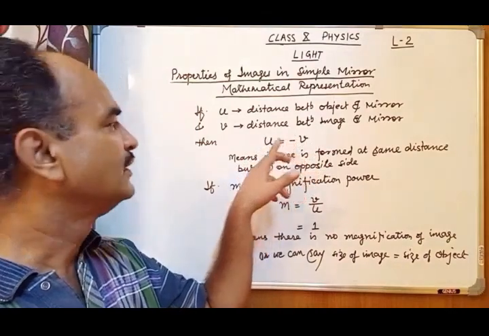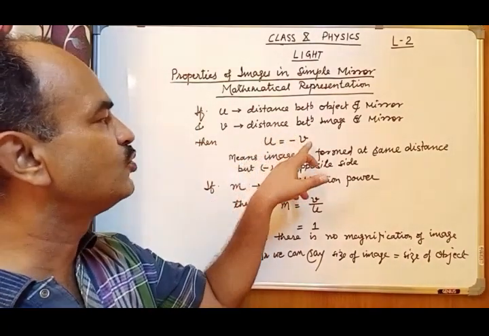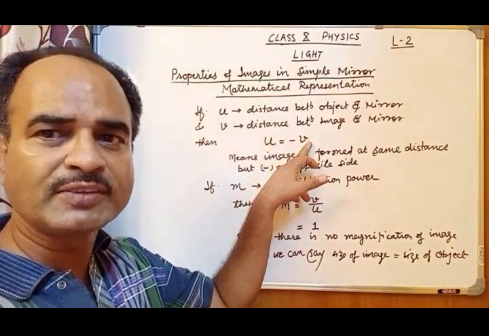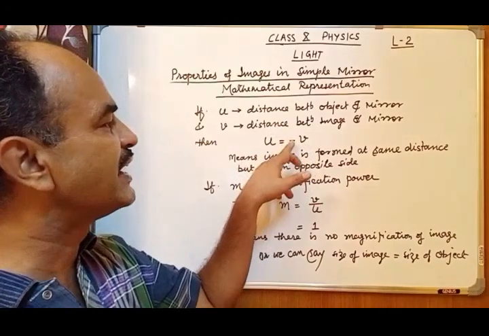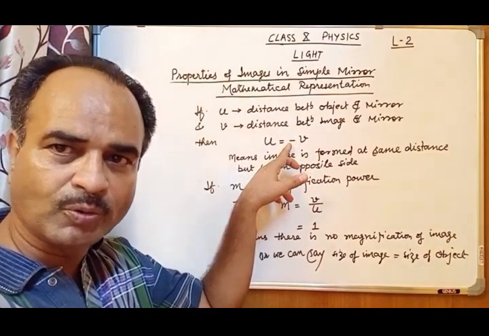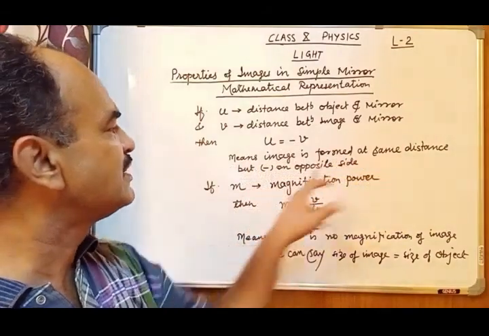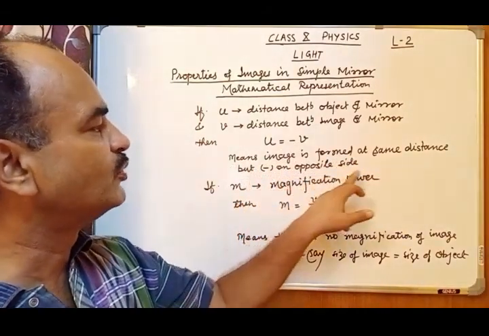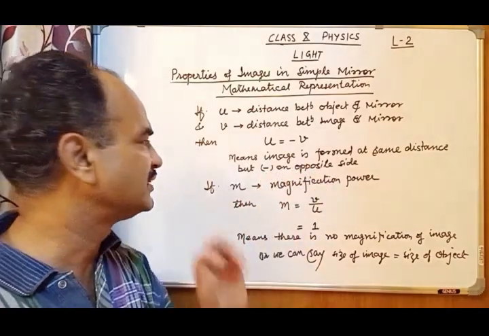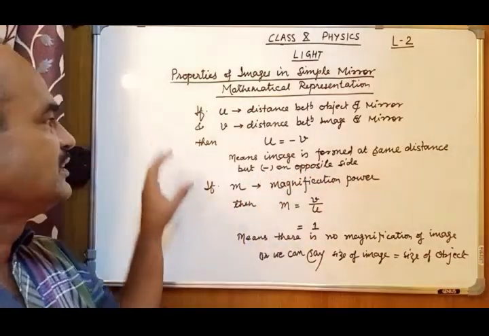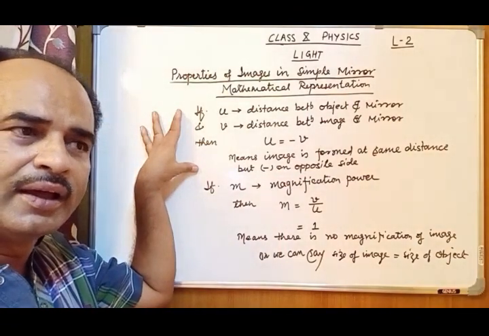It means that the distance of the object from the mirror is exactly equal to the distance of the image from the mirror, but in the opposite direction. This negative sign indicates that it is in the opposite direction. So the image is formed at the same distance but on the opposite side. This is one important property of image formation in a simple mirror.